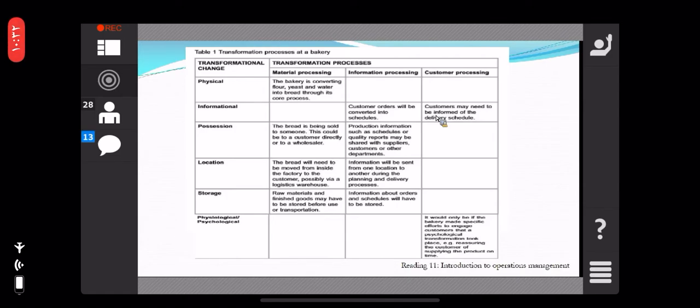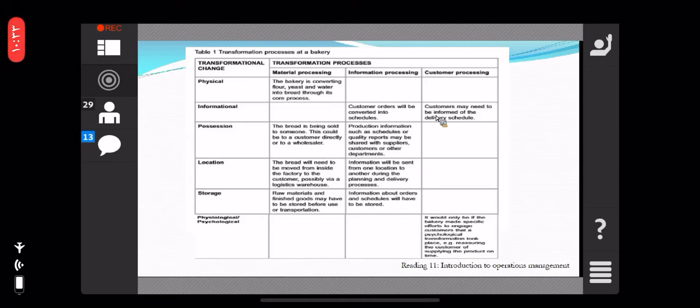Whereas in information, after physical, there is an informational. In the first column, informational. In informational, we do not have anything about material processing. It's empty. But in information processing, the third column, customer orders will be converted into schedules. For example, you call Halwiyat, I will be there at a certain time, I want my cake at this time. Customers' orders will be converted into schedule. Okay, you can come like 3 o'clock, you can come like 5 o'clock. Meaning it's scheduled. This is information processing.